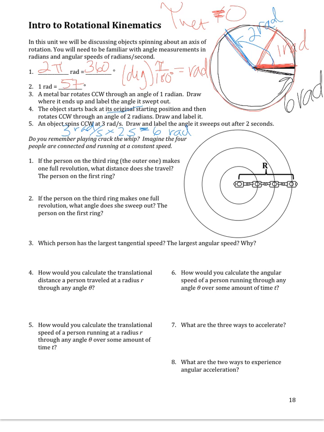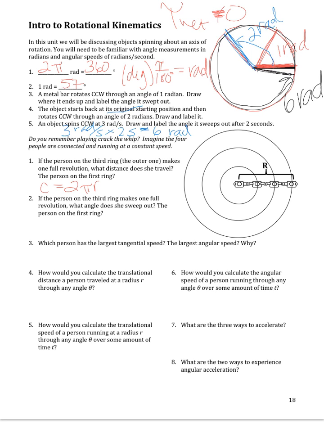So let's think back to playing Crack the Whip. That was when the 4 people stood next to each other and we spun around as fast as we could in a circle. This first question says, if the person in the third ring, the outermost person, makes 1 full revolution, what distance do they travel? So if we look at the distance that they travel, that's going to be the circumference, and we know that is equal to 2 pi times the radius of the circle. We did that back when we did Crack the Whip.